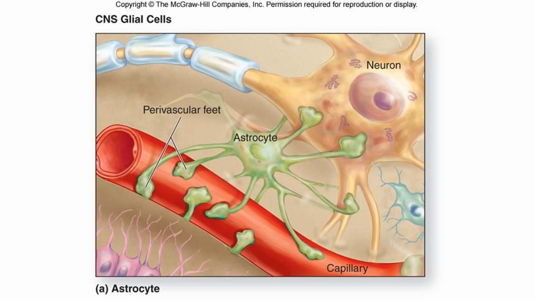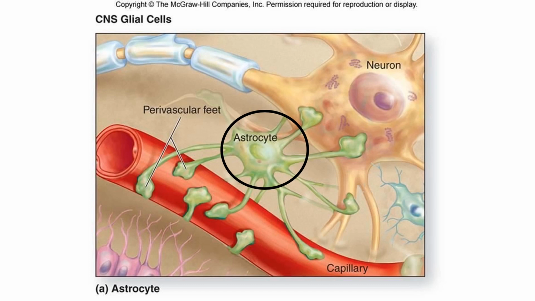What is this image telling me? I can see that there is a neuron on the top right part of the image, and there's a capillary, a blood vessel running across the image, and here is one type of glial cell called astrocyte. Astro means star-like structure. It has a body and has multiple processes. Now, we had the idea that astrocyte is a connective tissue cell special for the nervous system, and it has processes that attach to different structures to keep them in place and give them support.